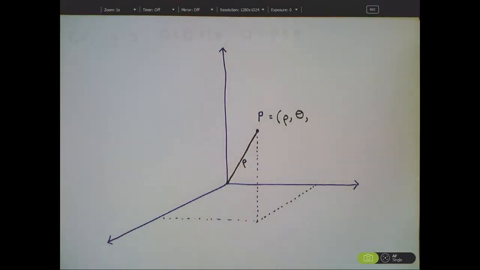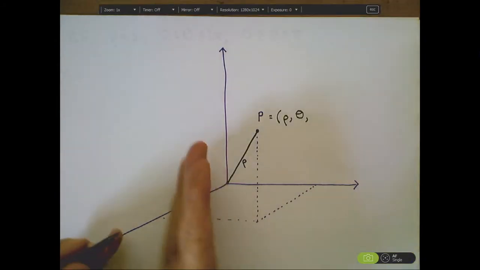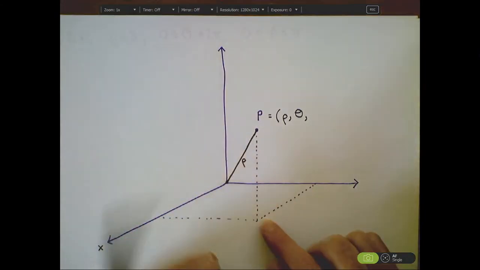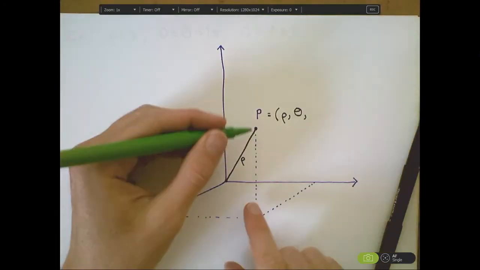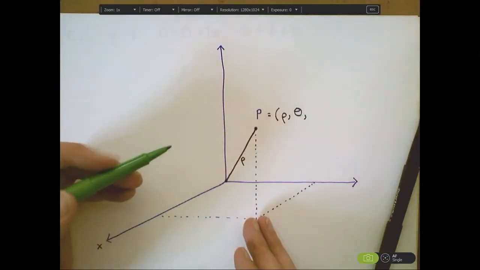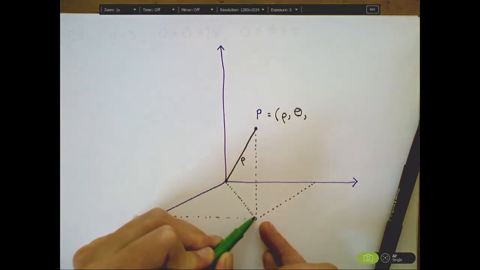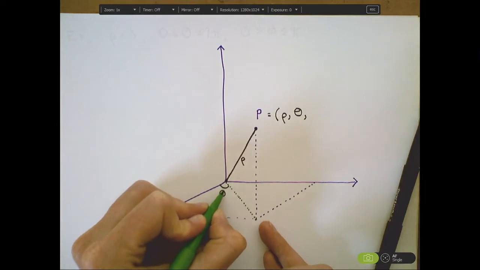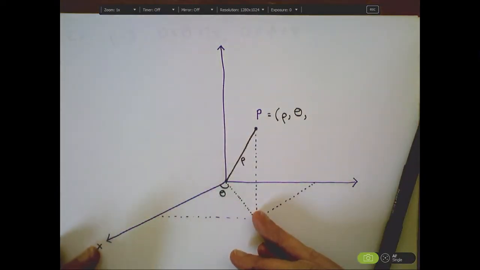Theta is the angle that's made between the x-axis and the projection of this point down into the xy plane. This is one of the harder ones to visualize. But if I were to take this point in space and project it down into the xy plane, theta measures out the angle that's swept out from the x-axis to this projection.